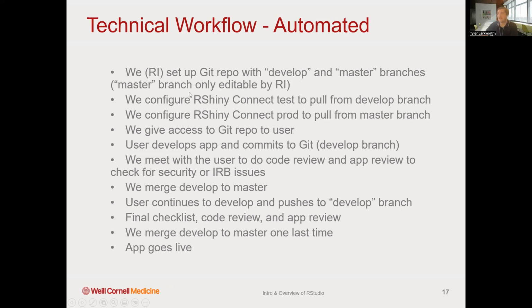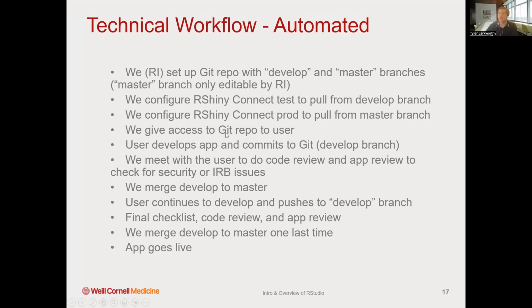After we've set that repo up, we'll configure the develop branch to be connected to the RShiny Connect test instance. Sorry, that wording is very confusing. Let me rephrase. The RShiny Connect test instance, we can configure to pull code from the develop branch. So that's on the test server. And then on the prod server, we'll be pulling from the master branch.